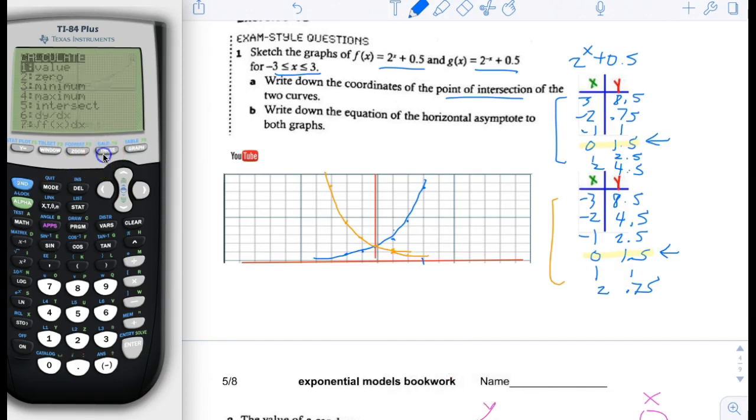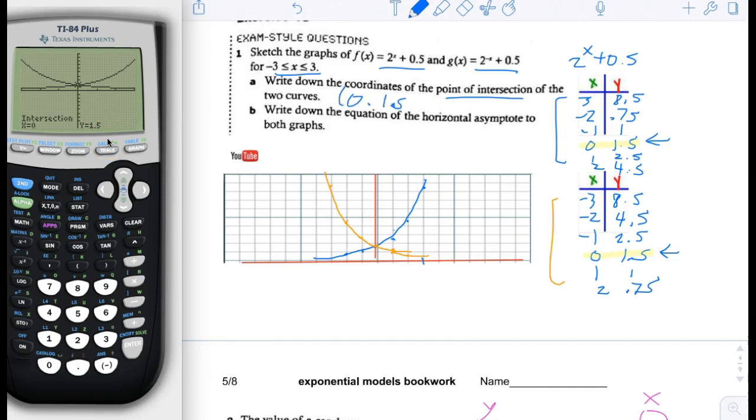So I could go second calc intersect, which is number 5. First curve, is it 2 to the x plus 0.5? Yes, it is. Second curve, is it 2 to the negative x plus 0.5? Yes, it is. What's your guess? And the guess only matters if you have two intersections or more and you want to specify which intersection you're looking for. In this case, we only have one intersection, so it doesn't really matter. You can just hit any number for guess. And then the intersection is 0, 1.5, like we said.